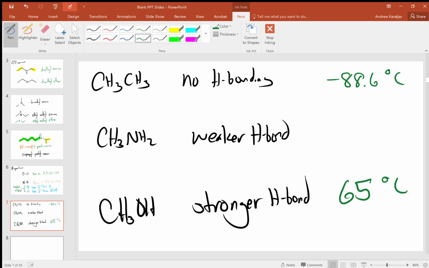Where does the amine fall? Well, the hydrogen bonding is still a significant effect. It's still almost 100 degrees higher than having no nitrogen or oxygen in the molecule. But we can see it's not as significant as having the oxygen. The oxygen makes the boiling point another 60 degrees higher.